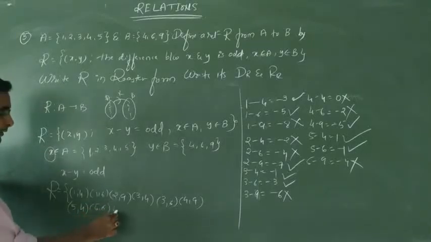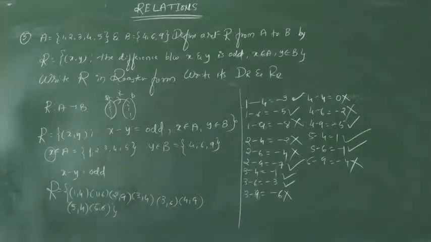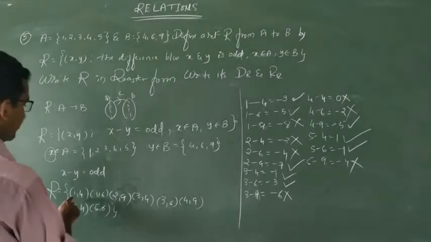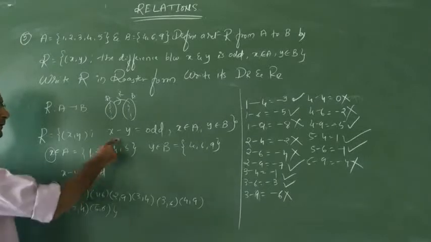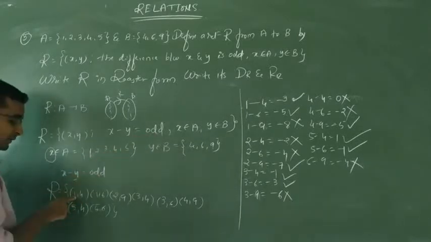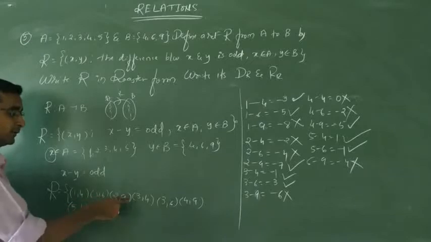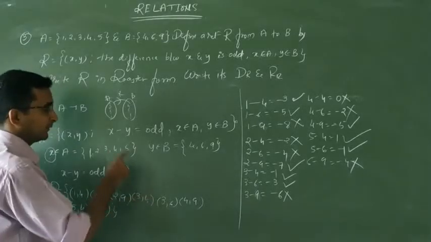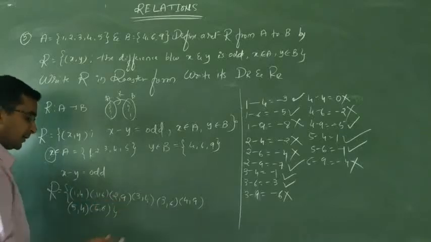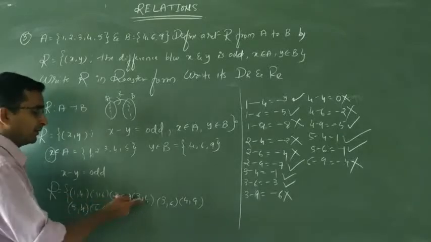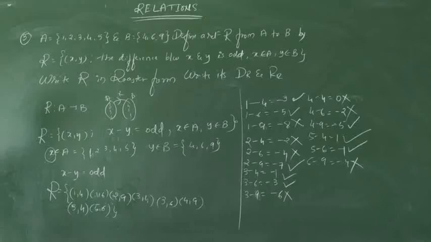So these are the pairs in the relation for when x minus y is an odd number. If we look at how x and y are related, x minus y gives odd numbers. It is nothing but x related to y, that is, a related to b, like that.